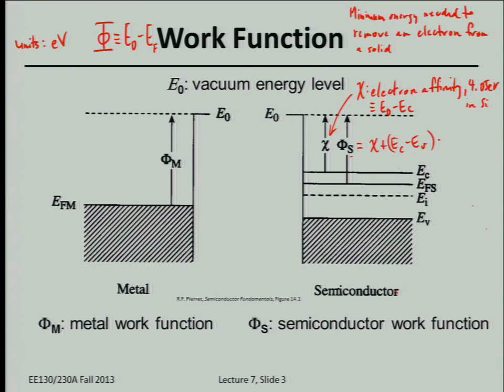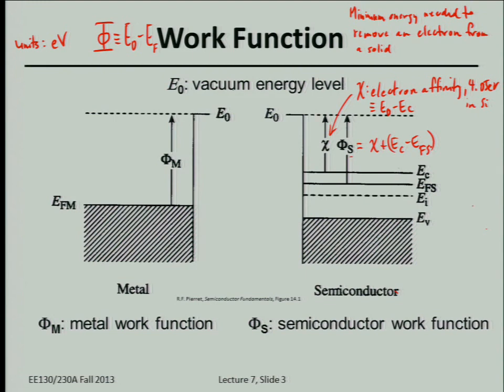Oh, shoot, I'm sorry. Yes, you're right. This is a typo, thank you. It's EC minus EF, right? So the difference between the conduction band and the Fermi level in the semiconductor. That's right. Sorry about that. Thanks.